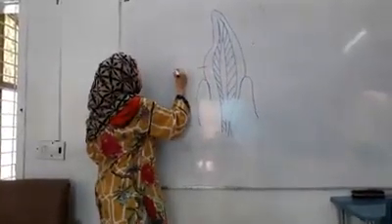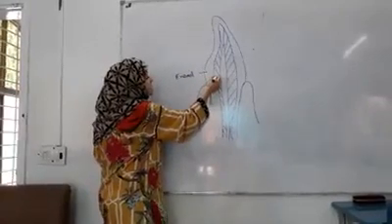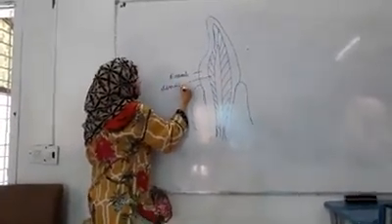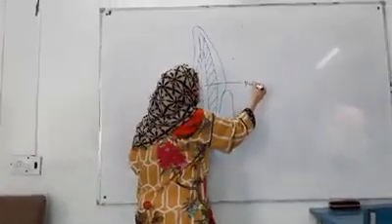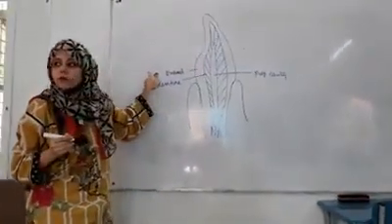Known as enamel. Number 2, this layer is known as dentine. And then this layer, the innermost layer, is known as pulp cavity. Now, what's the role of enamel?